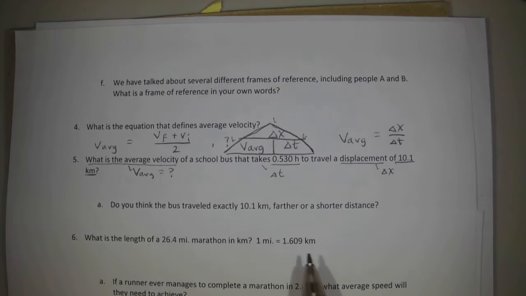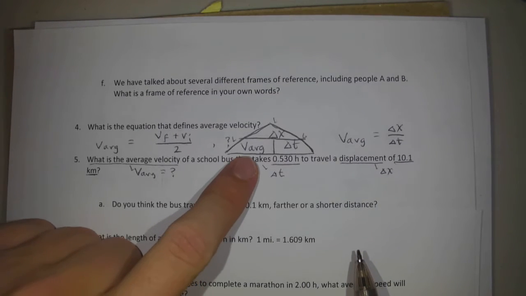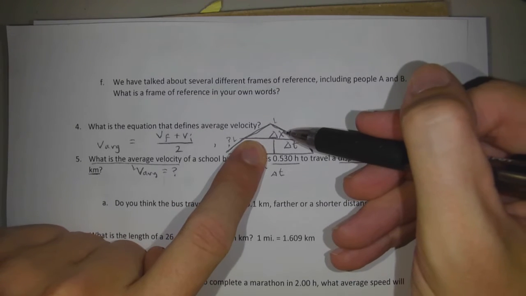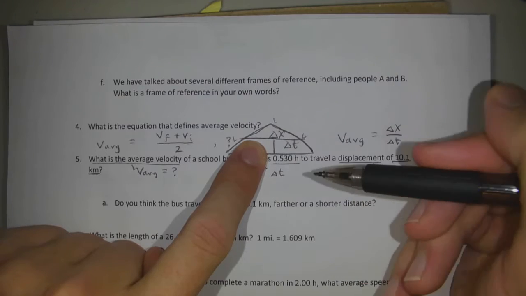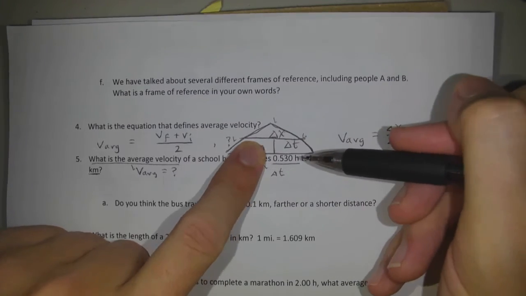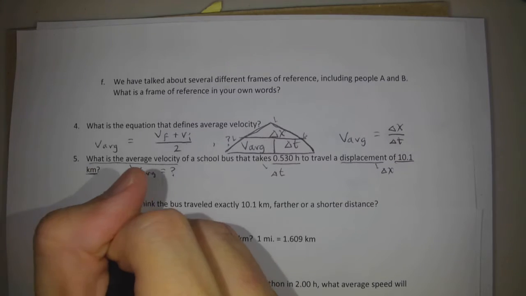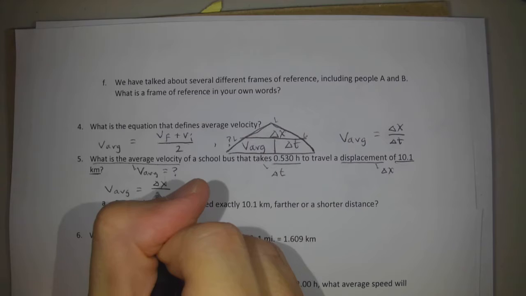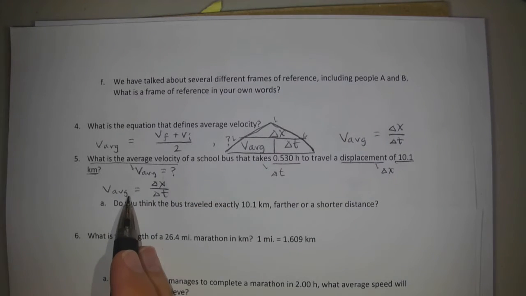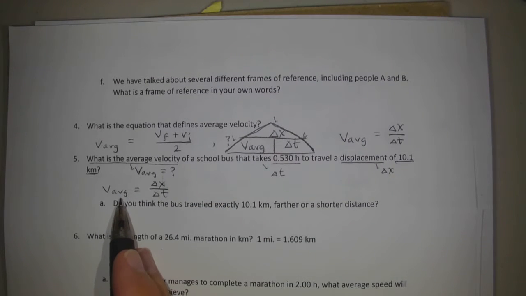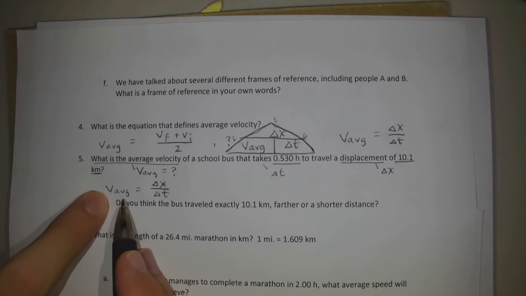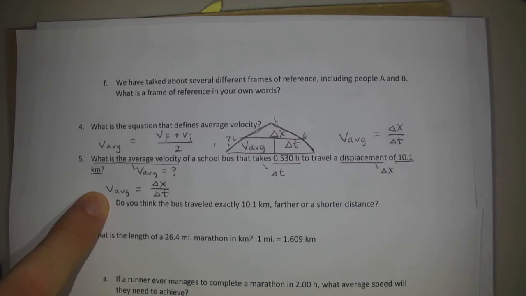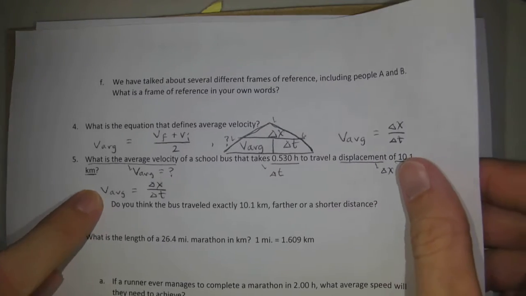Okay, so my equation would be, I want velocity average, so I cover it up. Velocity average is equal to delta x over delta t, displacement over time. V average equals delta x over delta t. And is my equation going to answer the question? Yes, it is going to answer the question. So I've done steps 1 and 2.